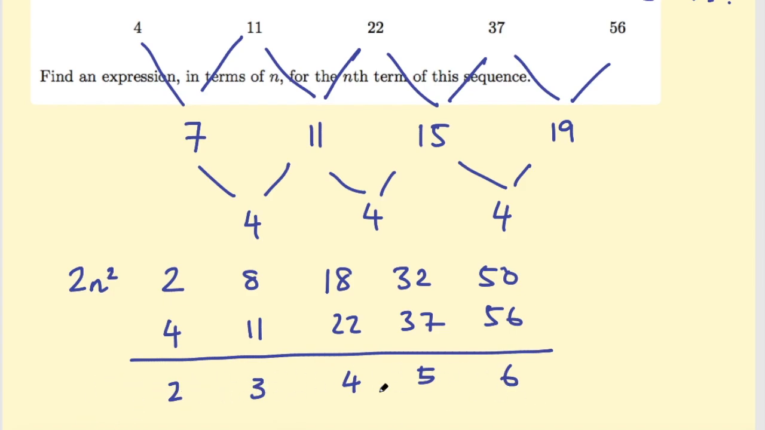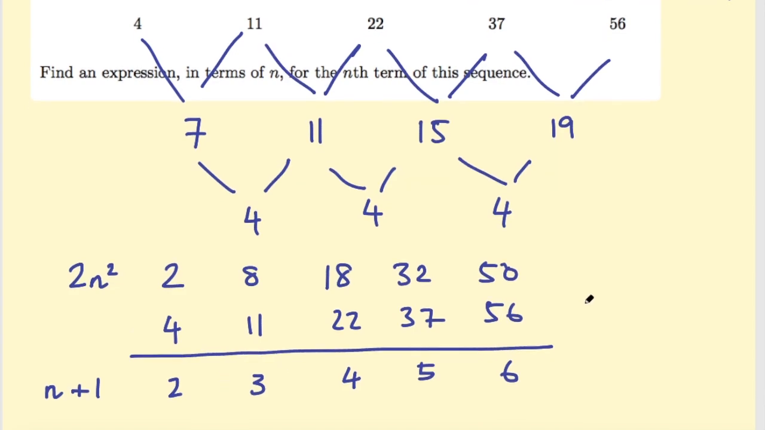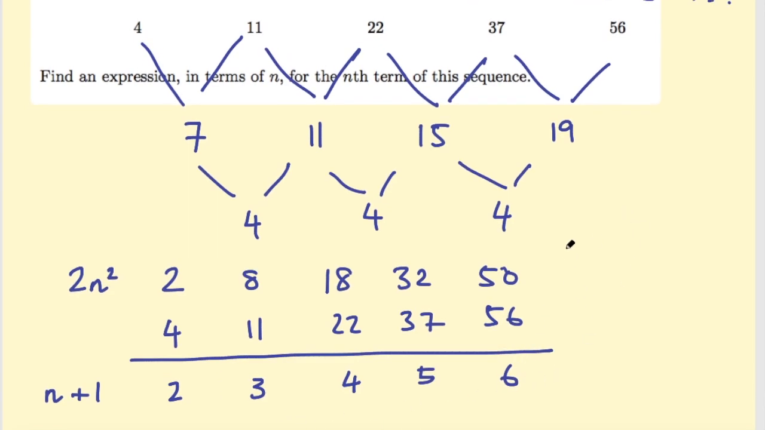These look very familiar: 2, 3, 4, 5, 6. These are the natural numbers, but we're not starting at 1. So we could say it's n. N just represents the natural numbers: 1, 2, 3, 4, 5, 6, 7, 8, 9, forever. But we're starting at 2, so we need to add 1. So we've got this sequence, 2n squared, and we've added on n plus 1 to get to our original sequence. So our rule for this sequence, our nth term, will be 2n squared plus n plus 1.